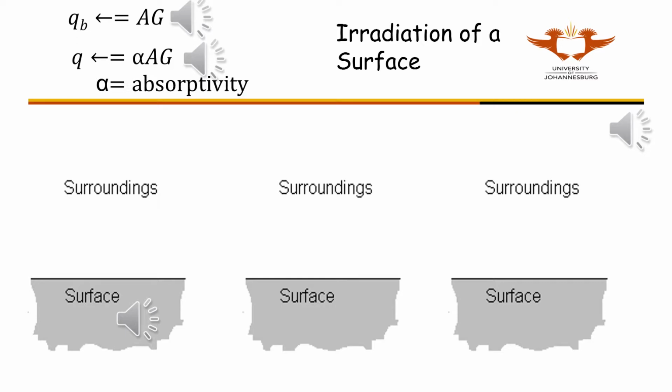Radiation can be reflected, transmitted, or absorbed by the irradiated surface. You should be more interested in the fraction of radiation that will be absorbed, because heat transfer has then taken place, and this will be determined by the absorptivity, alpha, as shown.